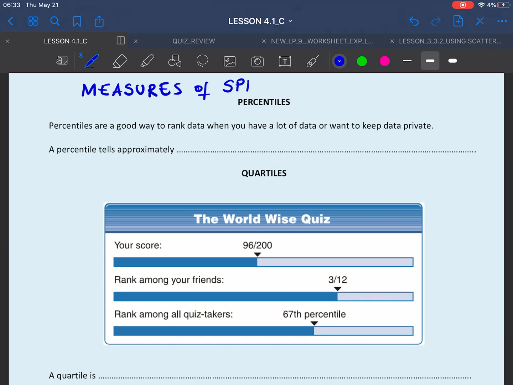The reason why we call them measures of spread is because they tell us how the data is spread in a data set, so how far apart they would be from each other, how far apart would be the lowest from the highest, etc., and more details as well. So there are three measures of spread. Number one is the range, which we already spoke about. And number two is the percentile that we are learning today, and then the quartile.